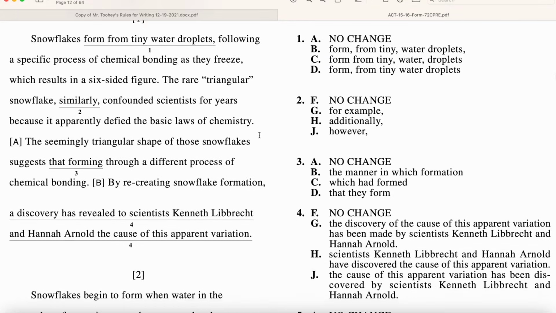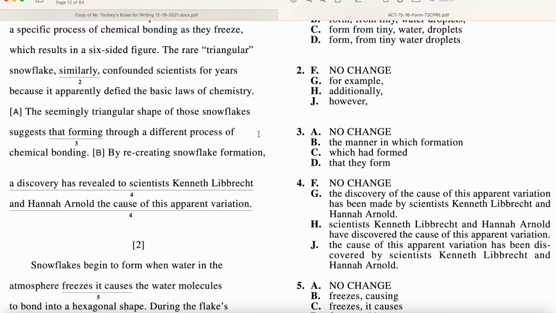Let's take it from the next sentence. By creating snowflakes formations, a discovery has revealed to scientists Kenneth Liebrecht and Hannah Arnold the cause of this apparent variation. How does answer choice F sound, the underlined portion? By making, the pause seems a bit unnecessary. Well, we don't have a choice here because there's a comma after formation. Notice that's before the question, so there's no question about that. We're going to take a pause there.